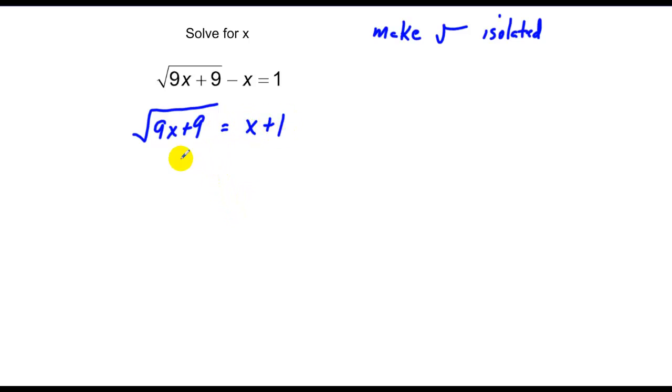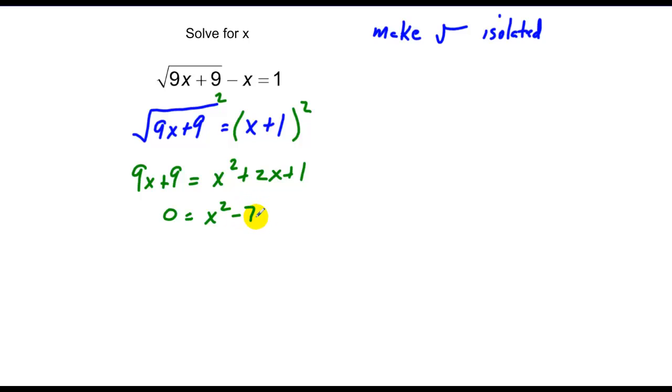And just like our previous example, we'll now square both sides of the equation, making sure we FOIL the term on the right hand side. So this gives us x squared plus 2x plus 1. Set it equal to 0, x squared minus 7x minus 8. What multiplies to negative 8 and adds to negative 7? Negative 8 and a positive 1.